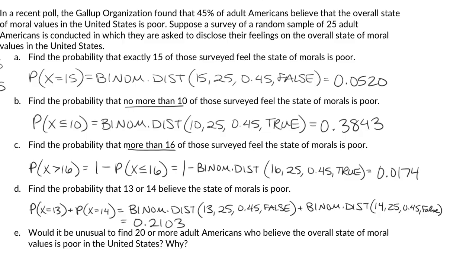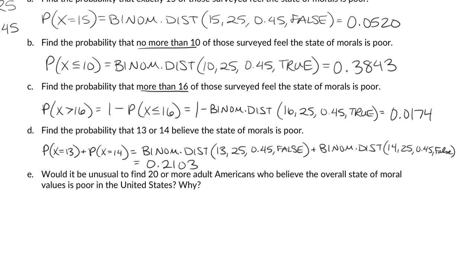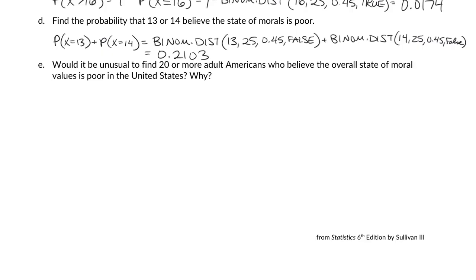The last question we're going to answer two ways. It says, would it be unusual to find 20 or more adult Americans who believe the overall state of moral values is poor in the United States, and why? 20 or more. Mathematically, using the binomial formula we used today, if I wanted to find the probability that is 20 or more, how do I find that?